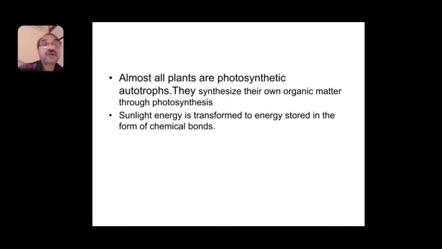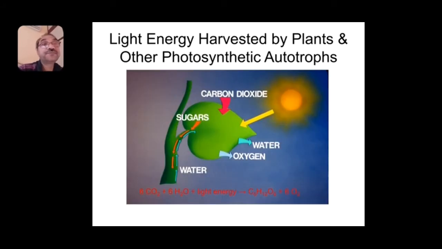Almost all plants are photosynthetic autotrophs, which means they synthesize their own organic matter through photosynthesis. Sunlight energy is transformed into energy stored in the form of chemical bonds. Here is a picture showing the light energy harvested by plants and other photosynthetic autotrophs. The sun provides light energy.